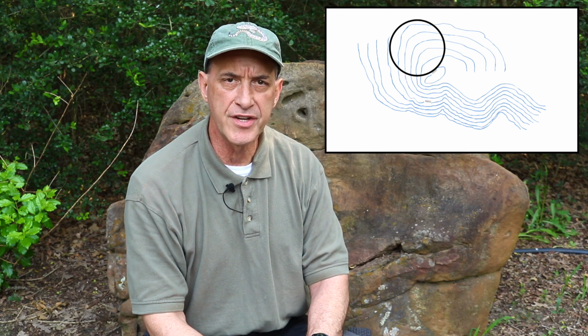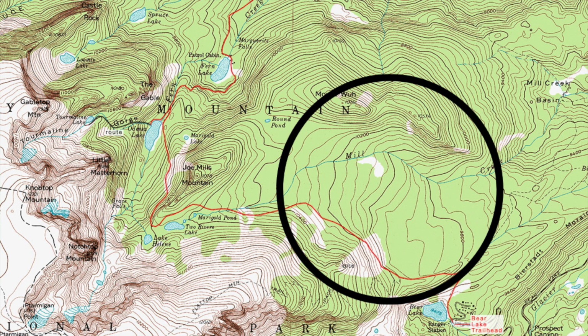Our next common pattern of contour lines on topo maps reflect a bench or a shelf in otherwise steep terrain. On this topo map, we can see a bench or shelf where the contour lines suddenly spread apart, indicating a slower rate of elevation change in that area.